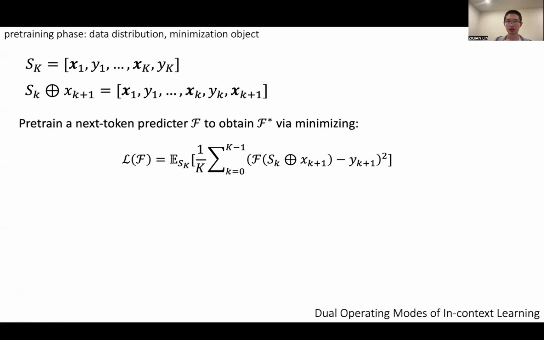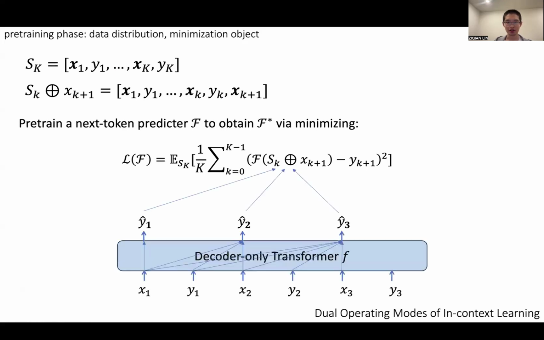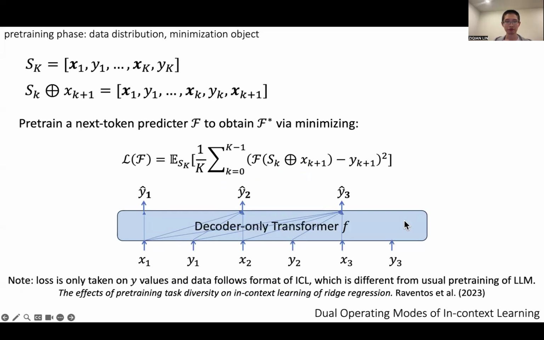And if we consider how we calculate the loss, we have a decoder-only transformer, and we put the sequence x1, y1, x2, y2 into the transformer, where x1 corresponds to y1 and x2 corresponds to y2. We only calculate the loss based on y1, y2, y3, but without the x part.